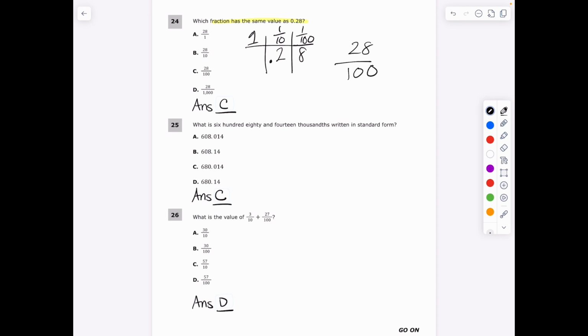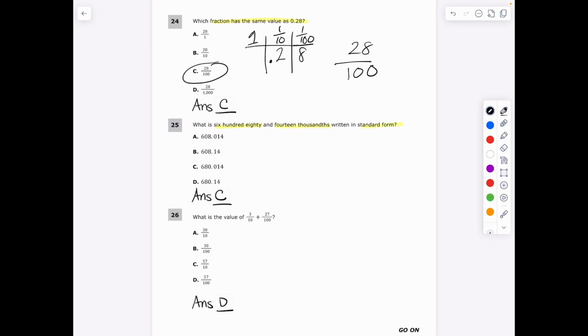And here they just didn't simplify it. They kept it as is. So you can use its name, or you can just use your place value chart to help you figure out what the fractional form is. Let's look at the next one. What is 680 and 14 thousandths in standard form?